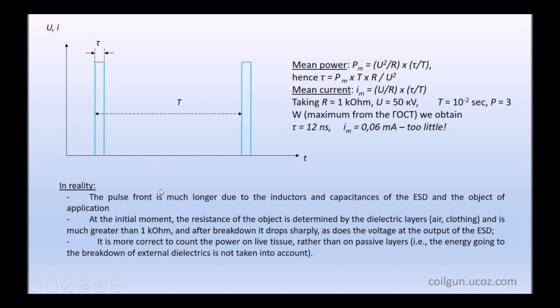Okay, what's the problem? In fact, the pulse is always longer due to the inductance and capacitance of our shocker and the object of application, in the first place. Second, in the initial moment, the resistance of the object is determined by the electrical layers, air, clothing, which we talked about, and it is much greater than 1 kilo ohm. And after breakdown, it drops sharply, as does the voltage at the output of our shocker. And the third moment is that it is more correct to count the power on live tissue rather than on passive layers, i.e. the energy going to the breakdown of external dielectrics is not taken into account.